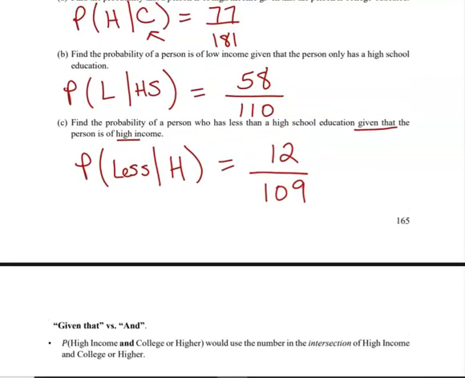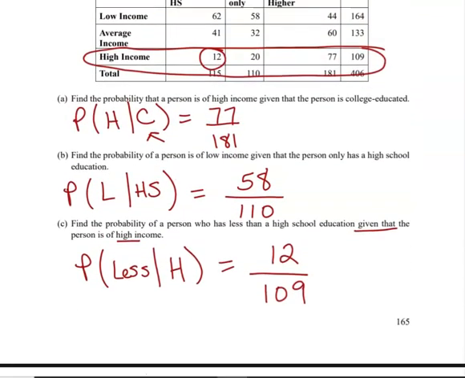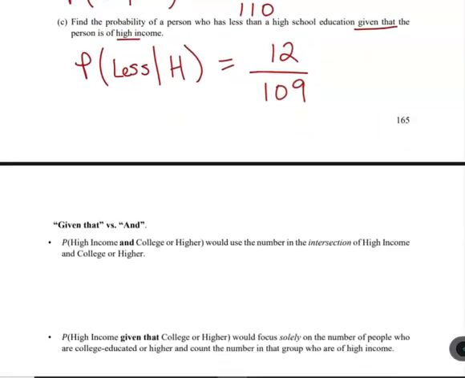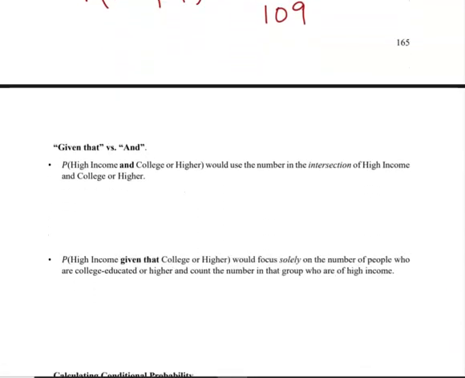When we have a conditional probability question, usually we're going to work with the table, but occasionally we may not have the table and they may give us specific probabilities.